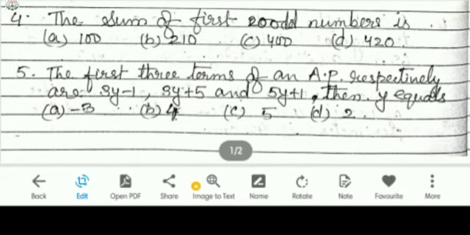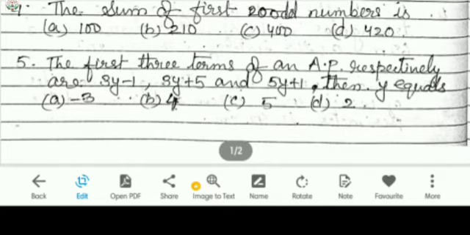Okay. Now the fifth question is, the first three terms of an AP respectively are 3y minus 1, 3y plus 5 and 3y plus 1. Then y equals. Now first, it is given that the first three terms of an AP.